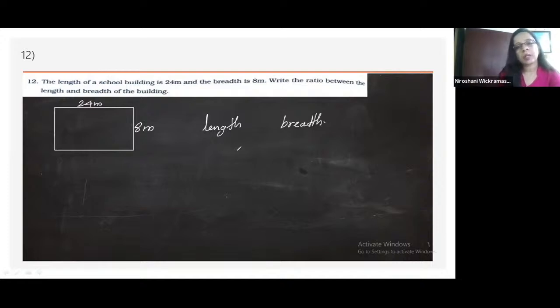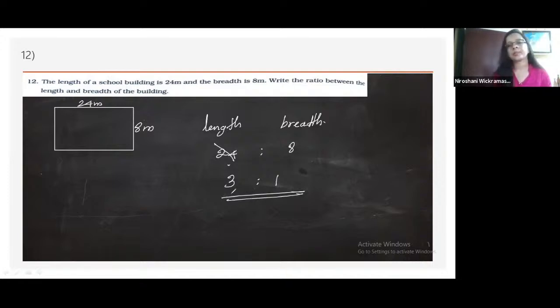Length is 24 meters, breadth is 8 meters. We need to write the ratio using the same unit, 24 to 8. Now simplify: how many 8s for 24? 3. How many 8s here? 1. What is the ratio length to breadth? That is 3 to 1 here.